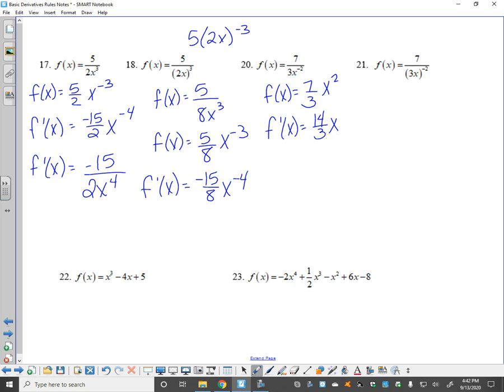21, I'm going to treat like 18. And notice 17 and 18 are very similar. 20 and 21 are very similar. I'm trying to show you the difference in the parentheses versus the not parentheses. Clean the parentheses up first.